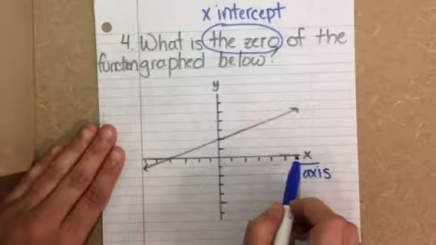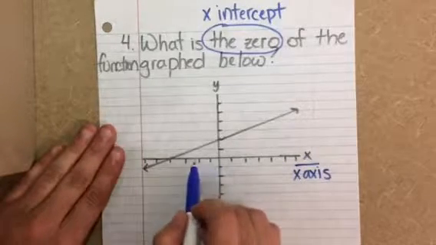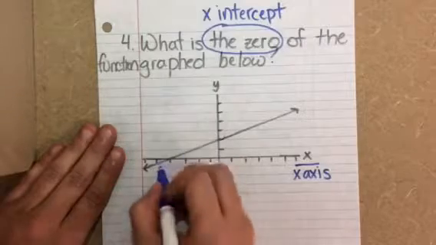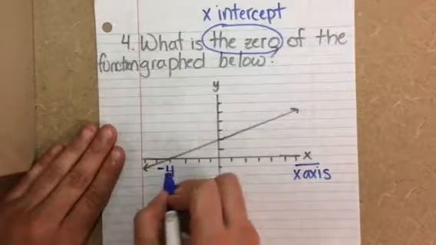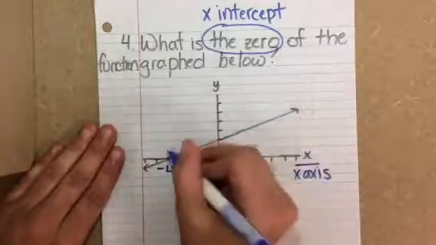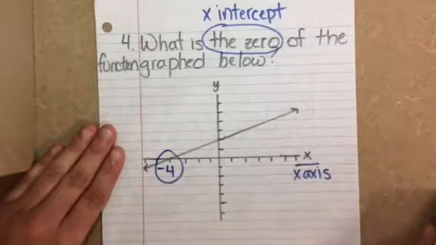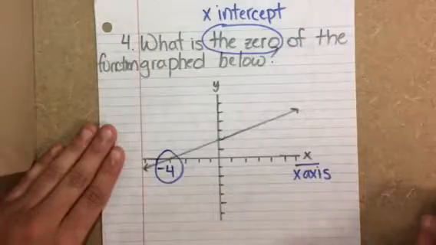And I can see that the function is crossing at 1, 2, 3, 4. At negative 4. 1, 2, 3, 4. Negative 4. So where the function crosses the x-axis, that is the zero. That's my x-intercept. Right here.